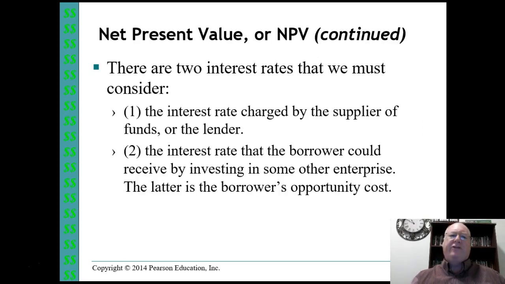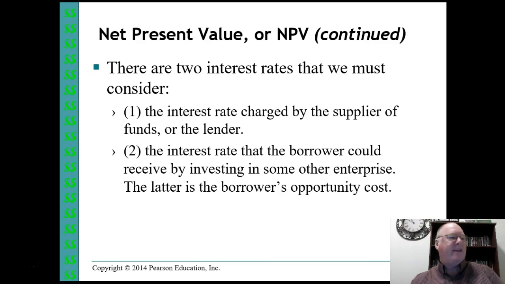So there are really 2 interest rates as part of that cost of capital we must consider. The first one is that which is charged by the supplier of the funds or the lender, usually a bank or an equipment leasing company or other kinds of lenders like that. And then the interest rate that you as the borrower could receive by investing in some other enterprise. This is what we refer to, going way back into the early chapters, as our opportunity cost itself.